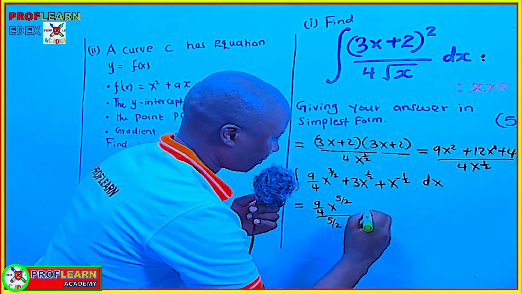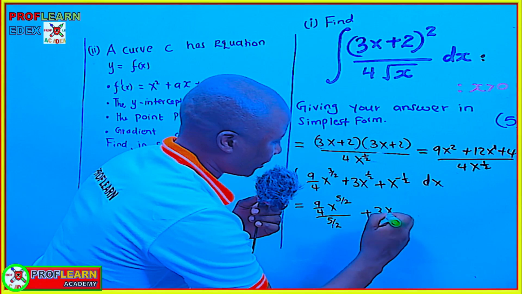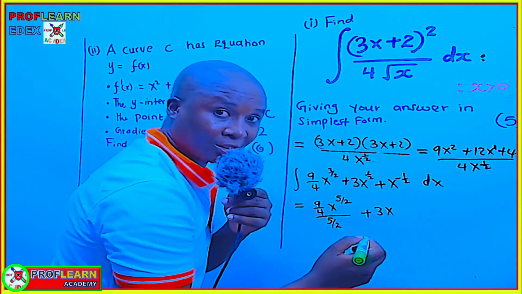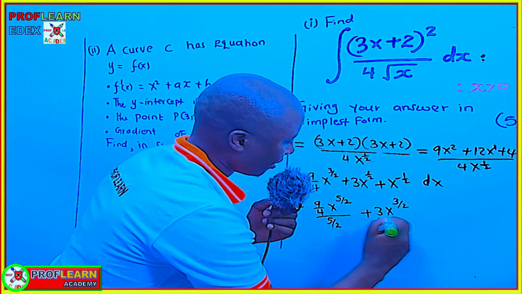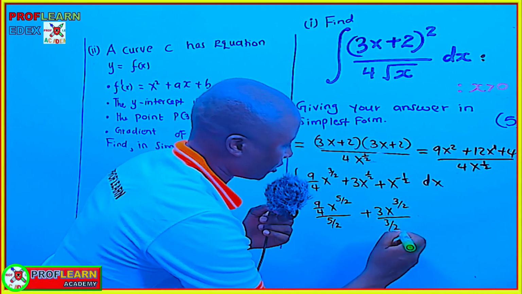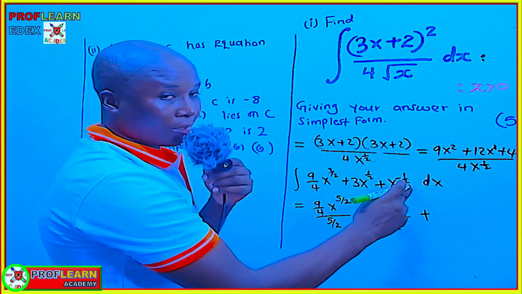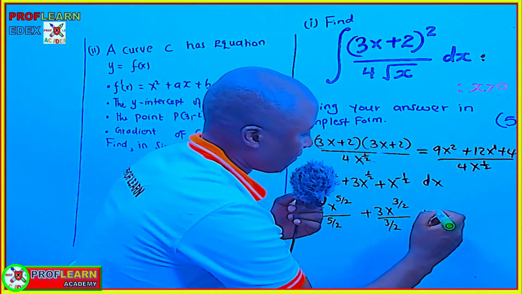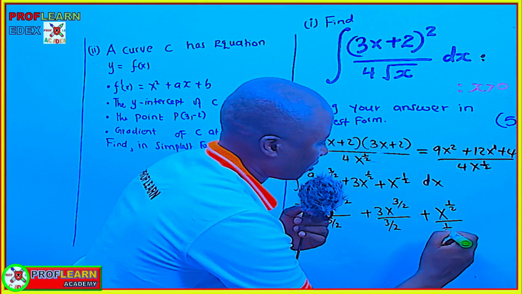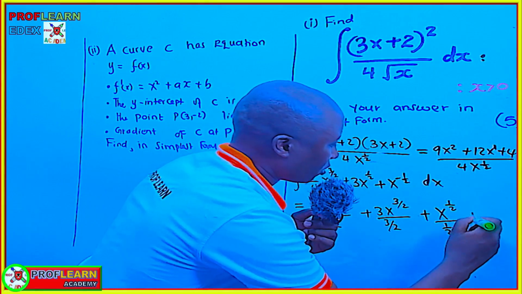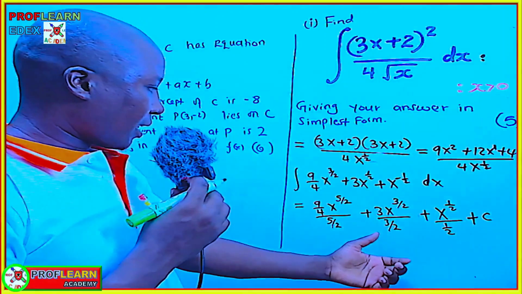Then plus this one, we're going to add 1 here, so it's going to be 3x raised to power a half plus 1. That's going to translate to 3 over 2, everything over 3 over 2. Then plus this power, we are going to add 1, and that's going to be x raised to power a half, and everything over a half. Then we are going to say plus c. Don't forget this c at this given point.